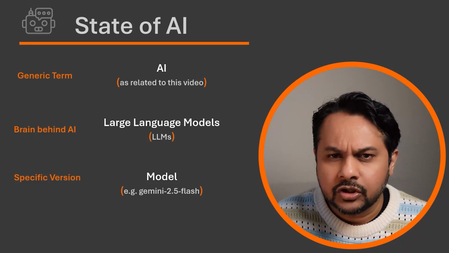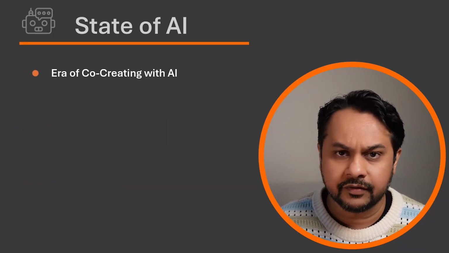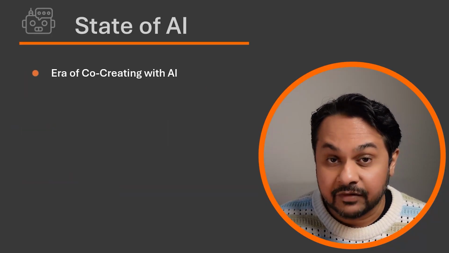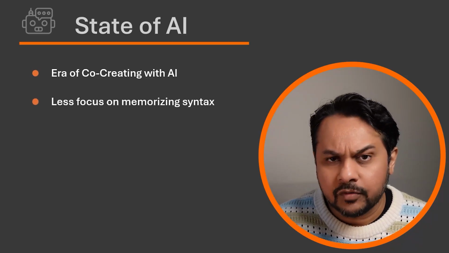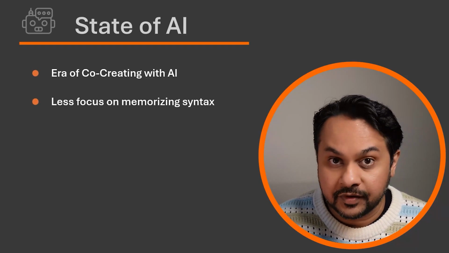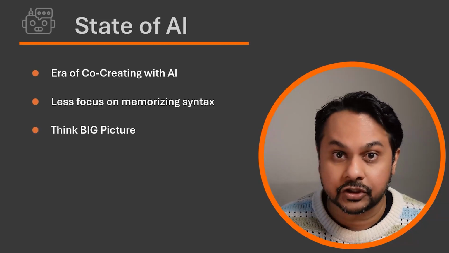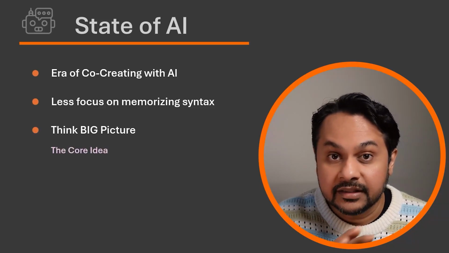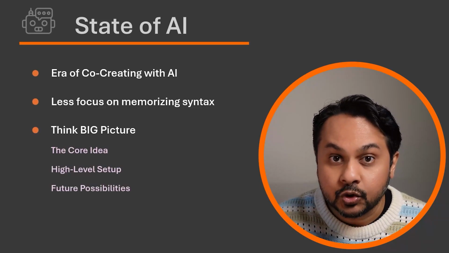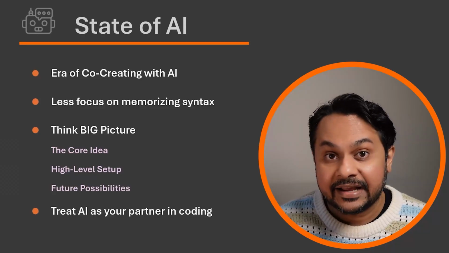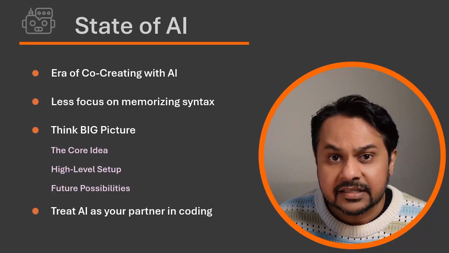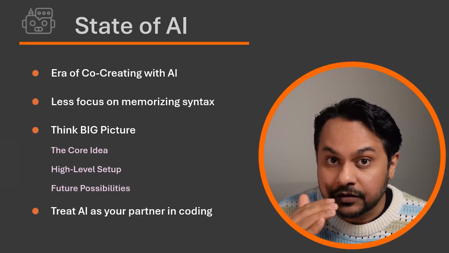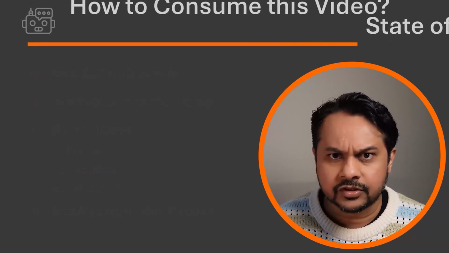This brings us to a huge shift in how we build things. We are now in the age of co-creating with AI, and our role as developers and problem solvers is evolving. The focus should be less on memorizing syntax of code such as VBA and more on the big picture, which is the core idea, the high-level setup, and the future possibilities. And treat AI as the partner in writing the actual code, or in fact, as a partner in every step of the solution. So how should you consume this video?